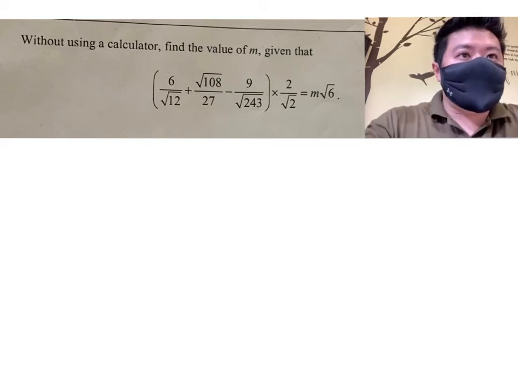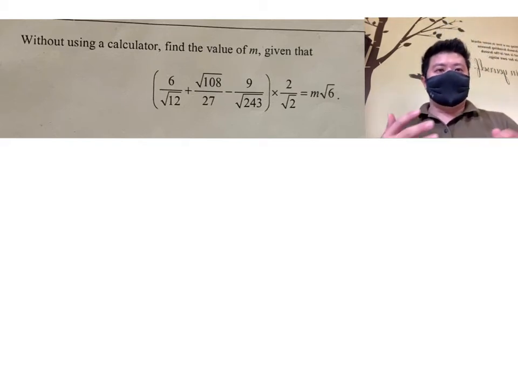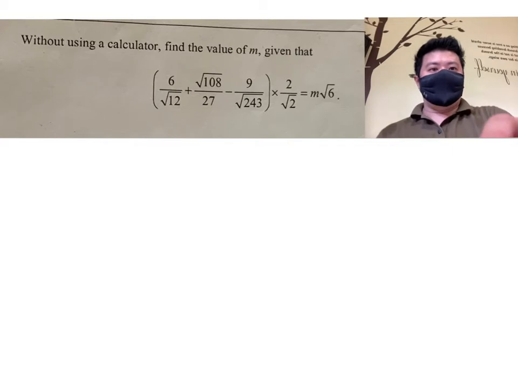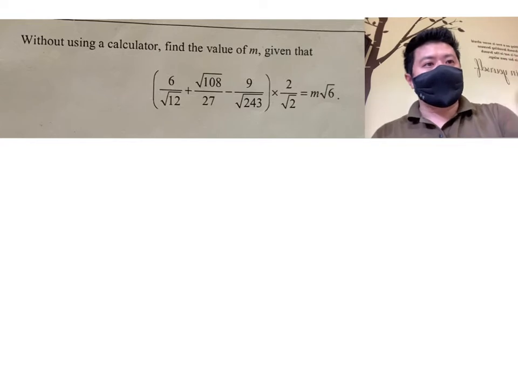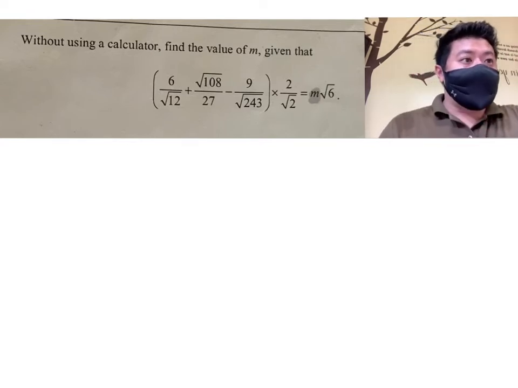Okay, this question is basically on the idea of taking 6 over square root 12, plus square root 108 over 27, minus 9 over 2 square root 243, all multiplied by 2 over square root 2, to equal m square root 6. So the idea here is basically solving for the value of m.